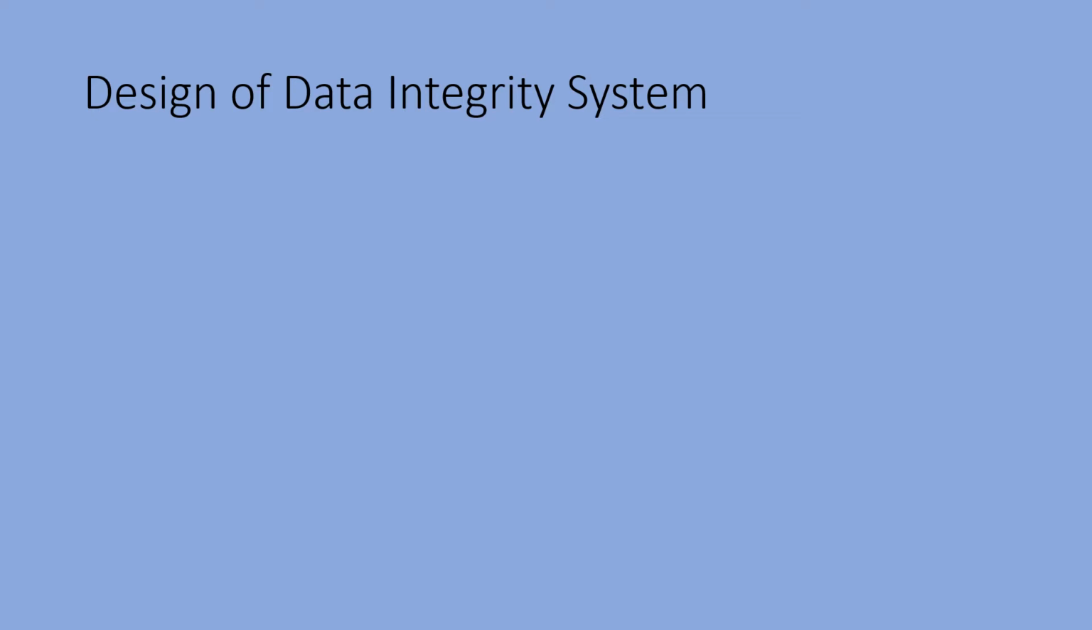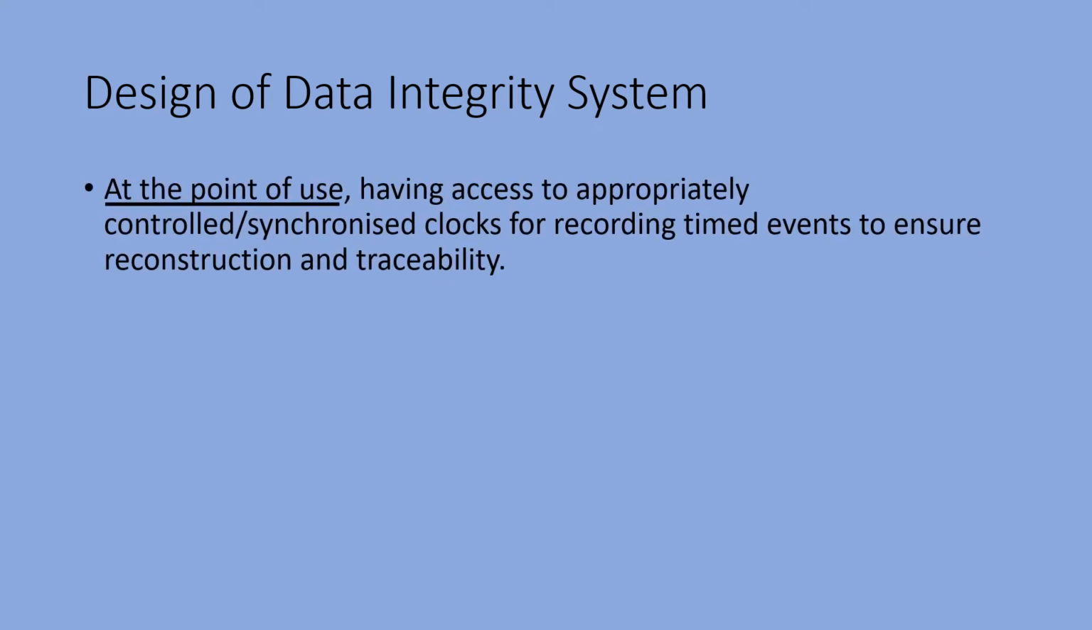Let us look into the salient features that are required for designing of the data integrity system. At the point of use, having access to appropriately controlled synchronized clocks for recording timed events to ensure reconstruction and traceability. It is important to have clocks at the actual operating areas. Here you should know that it should be synchronized to all other clocks in the manufacturing area to have same time displayed all across other clocks. This would help for traceability and reconstruction of the event.